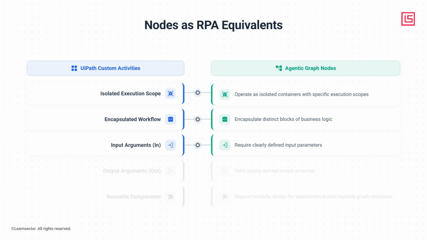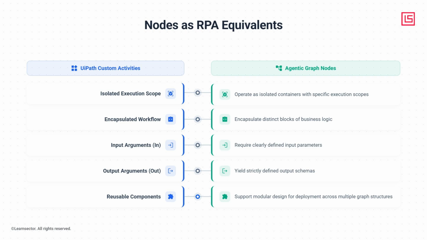Both paradigms require clearly defined input parameters and yield strictly defined output schemas. When you build a custom activity, you define your arguments in and out to ensure data flows predictably. Nodes operate on the exact same principle, ingesting the global state and outputting an updated dictionary. This similarity means nodes inherently support modular design. A well-constructed node can be deployed across multiple graph structures, just like reusable automation components.